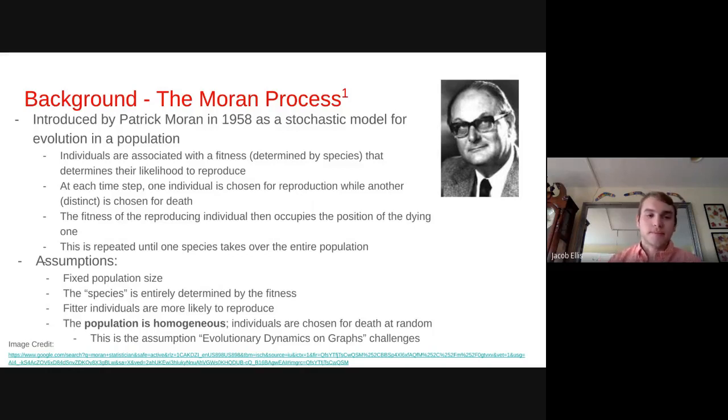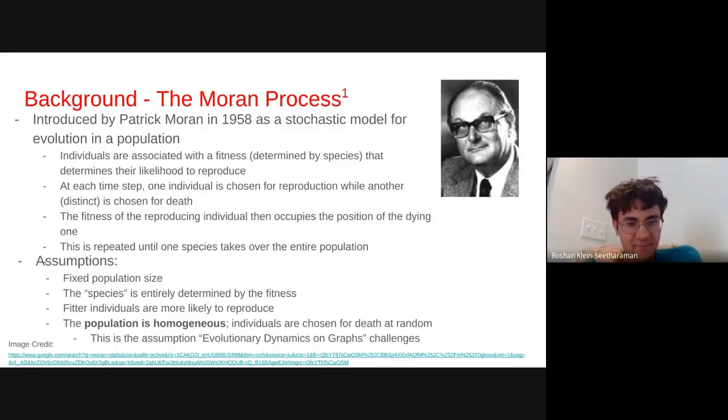Within our model, we had a few assumptions that helped make our model a bit more accurate. Our assumptions were that it had a fixed population size, meaning that the number of individuals never fluctuated. Every species was determined by a fitness rather than a bunch of genes combined; we had just the fitness of a single gene to determine the population. The more fit individuals are more likely to reproduce, and since the population is homogeneous, individuals are chosen for death at random by the Moran process.